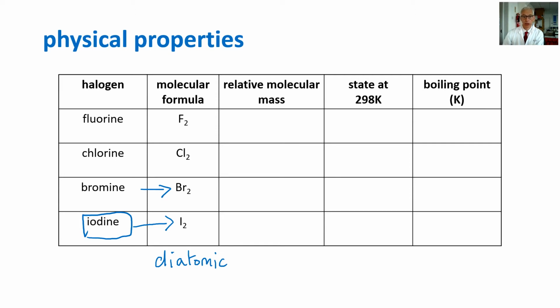Well, let me share with you my calculations, and you will see that I'm quoting the relative molecular mass to 1 decimal place. Why? Because the data provided in the OCR periodic table quotes relative atomic masses to 1 decimal place. So you must reflect that in your relative molecular mass calculations. So 253.8 for iodine rather than 254.